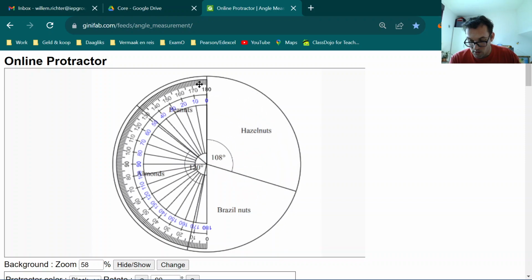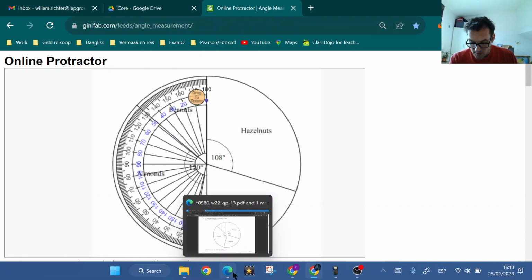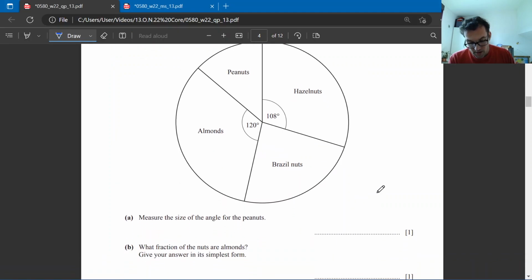I'm doing it like this, so the 0 is there. Now it's the inside 0 that's on the line, so I'm going to use the inside, the blue numbers in my case, to measure the angle. So we go 0, 10, 20, 30, 40, and then from 40 we go into 45, 46, 47, 48 degrees is what I get for mine measured, and that's what we write here, 48 degrees.